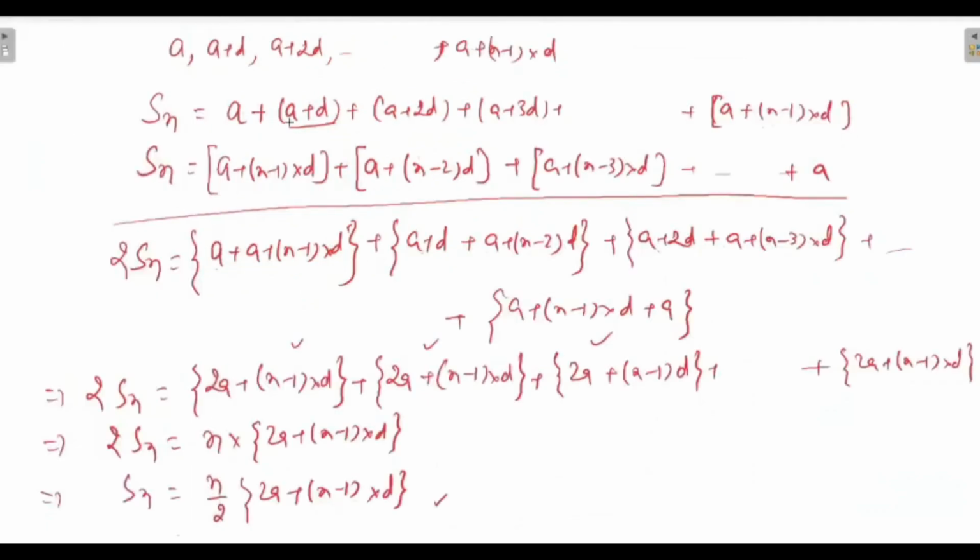They just reversed the AP and then summed up all the terms. What you got is the same term every time. So you multiplied it by n because there are n terms in this AP, and then you got the formula again, which is Sn equals n by 2 into 2A plus n minus 1 into D.